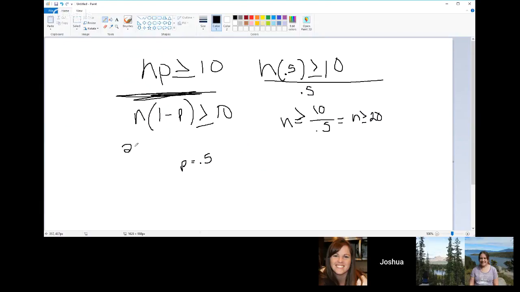We should get 20(1 − 0.5) ≥ 10, right? So 20 times (1 − 0.5) is 0.5, which is the same equation as the top one, in this scenario only, that I've seen. 20 times 0.5 is 10. So 10 is greater than or equal to 10.